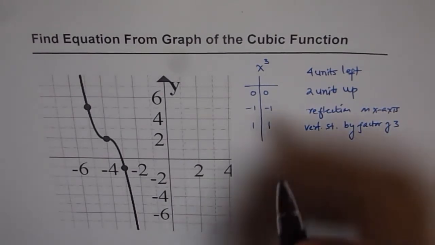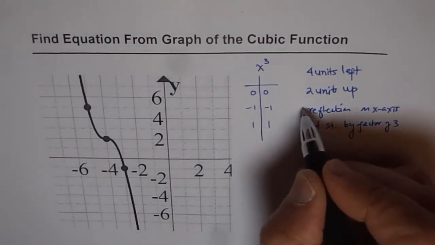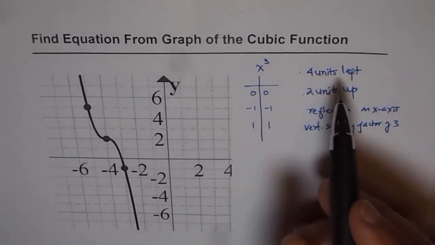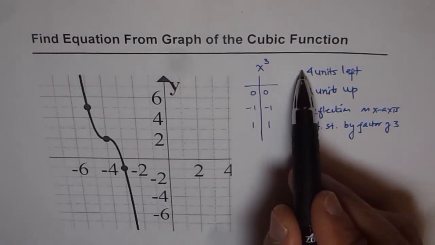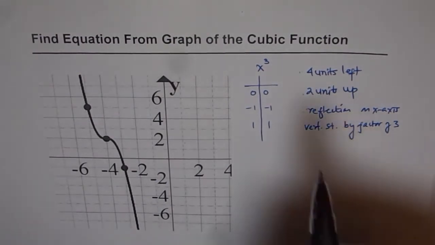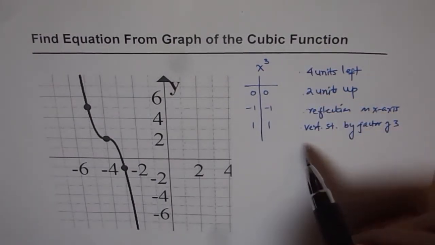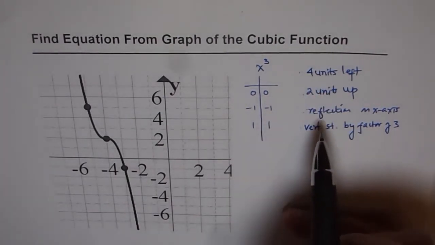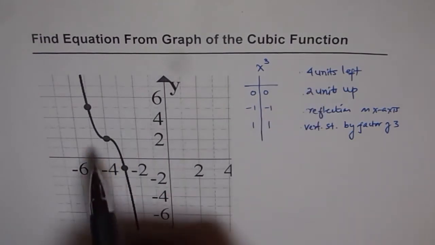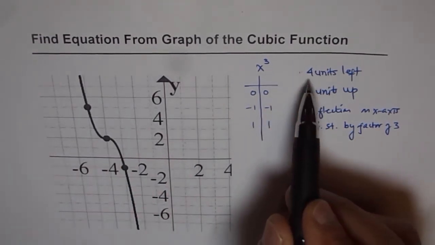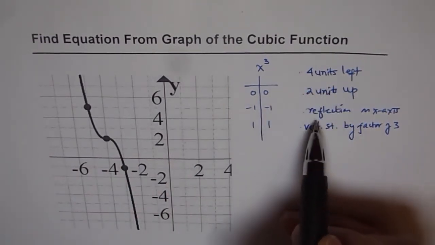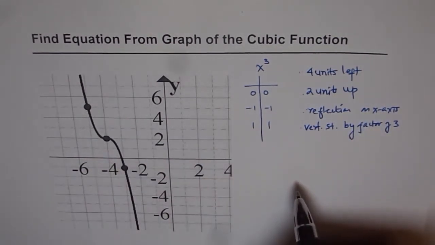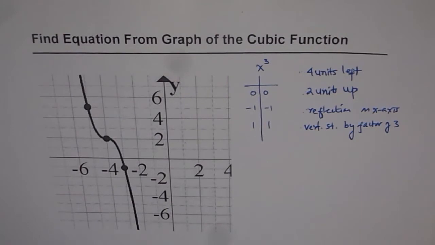Actually speaking, we should have written these transformations in the reverse order, right? Always see from that side, but it is easy to get the translation first, right? Now once you write this, then you have to check, does it make sense or not, right? So, this is the easiest point to get. 4 units left, 2 units up, reflection, vertical stretch. It does make sense. So, it seems to be correct.